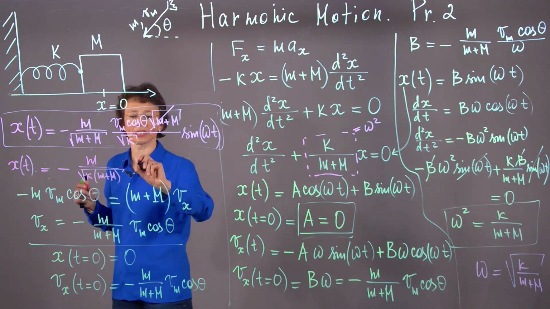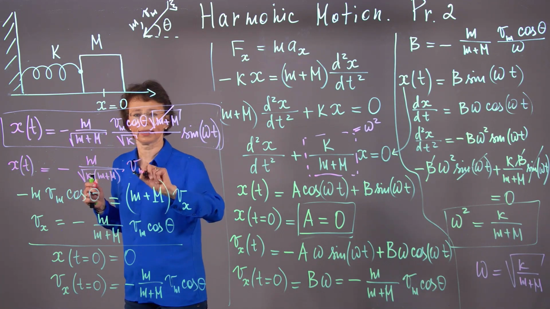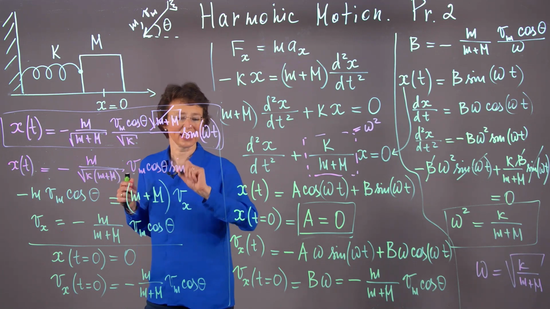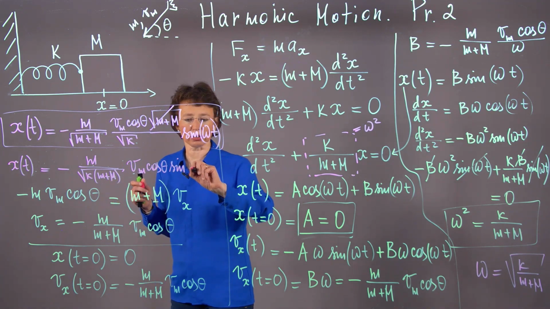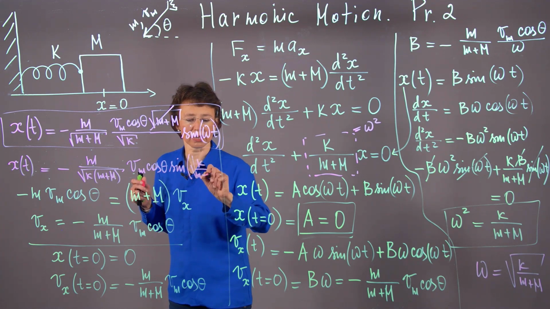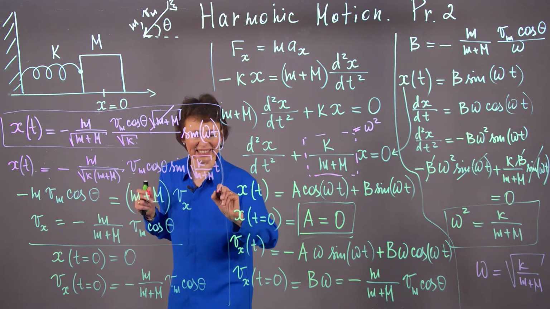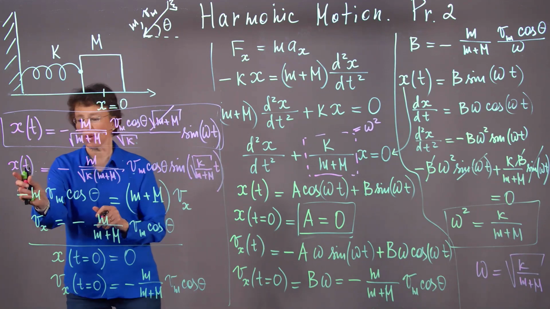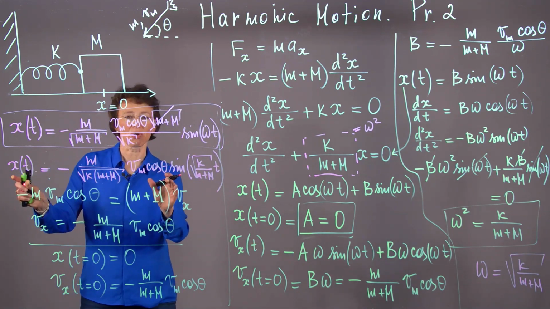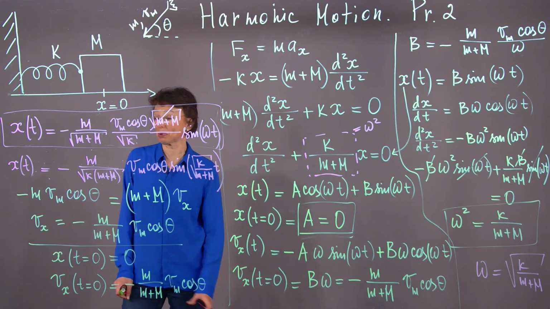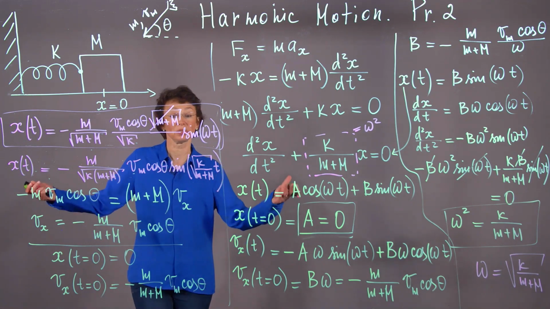And then it is Vm cosine theta. And then it is sine of omega, which is square root of k over m plus m, times time. Now we know x at any time moment. It is expressed in terms of what was given. We found position at any time moment, which is quite remarkable.